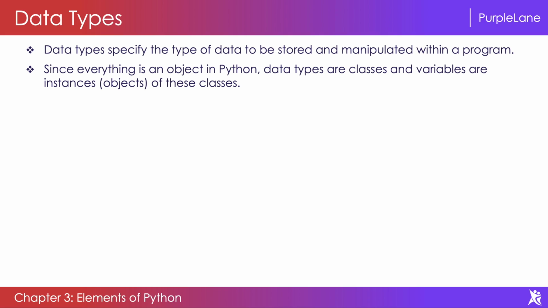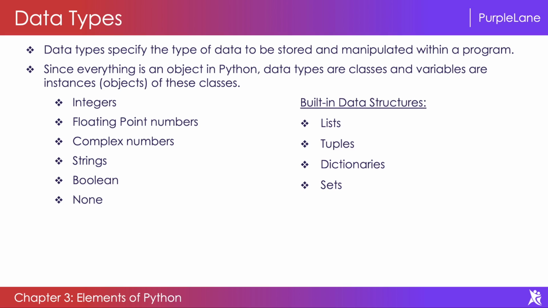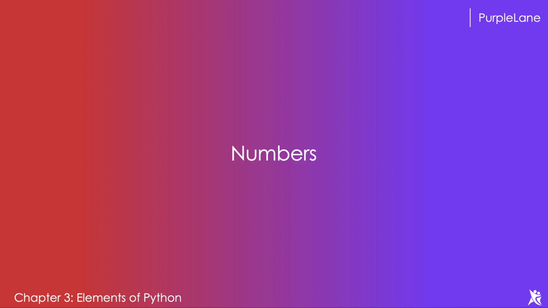Now in Python, we have different basic data types like numbers, which consist of integers, floating point numbers, and complex numbers. We have strings, we have boolean values, and then NoneType. These are the basic data types that we have in Python. Of course, we'll look at different built-in data structures like lists, tuples, dictionaries, sets later in this course. Now let's look at these basic data types one by one. Let's start with numbers.